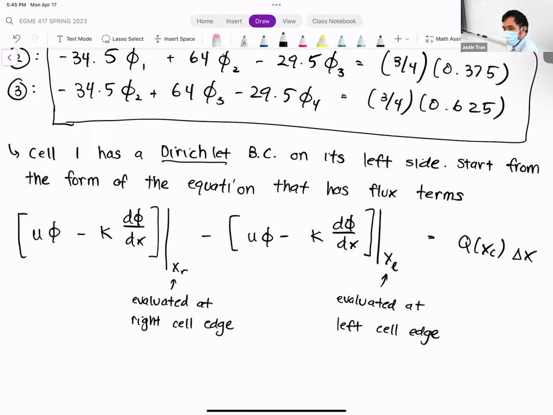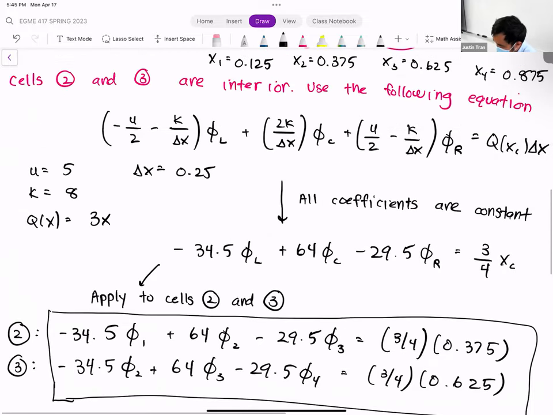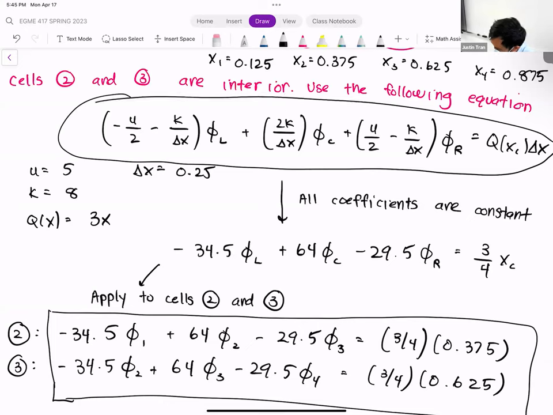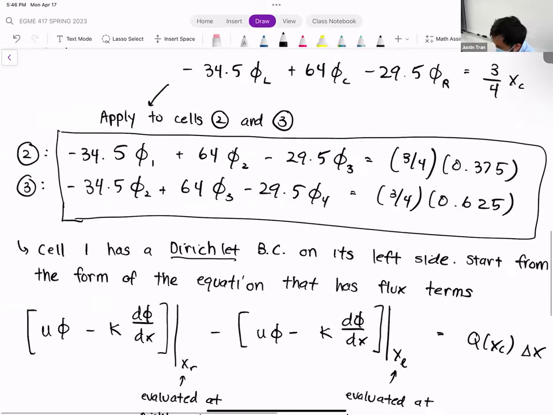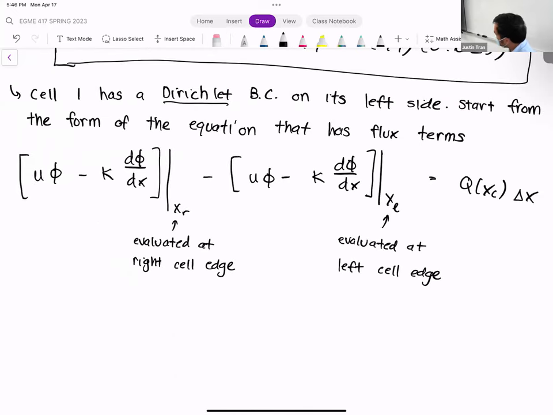The equation that we had for the interior cells, remember, we derived it from this equation. So this is the same thing as that equation up there, except this is a few steps up in the derivation. But remember, the reason we like to start here is that it's a lot easier to apply boundary conditions on this expression rather than the other. And so the question is, which of these terms are going to be modified because of the Dirichlet boundary condition?